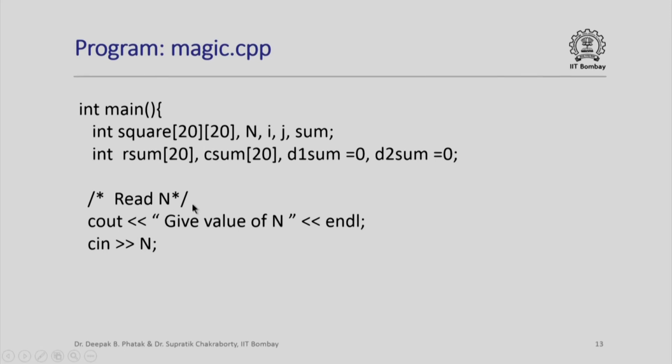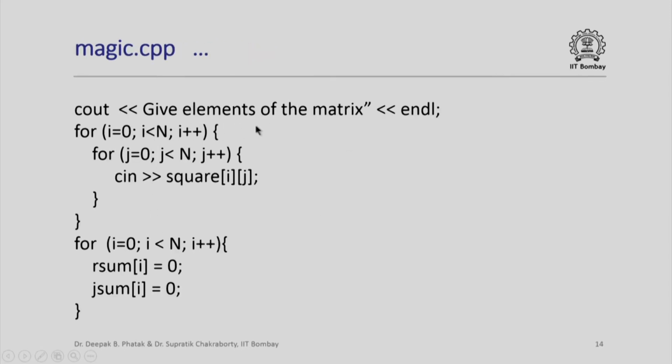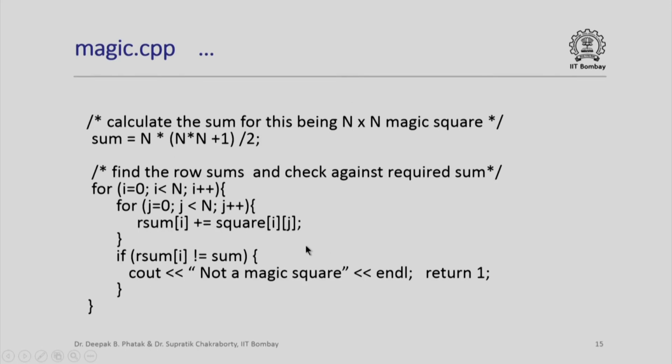I first read the value of n, next I read the values of all the elements of the matrix. So, I run a nested iteration for i equal to 0 to n minus 1 and j equal to 0 to n minus 1 and input the i comma jth element of the square. Having read this value, I now initialize my row sum and column sum arrays to 0. They must initially be 0 because I will be accumulating the values in the ith row and the jth column into these. Let us look at the next part of the program. I calculate the sum for this being n into n magic square.